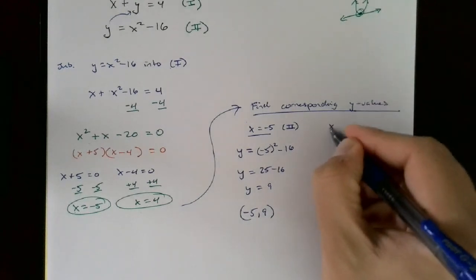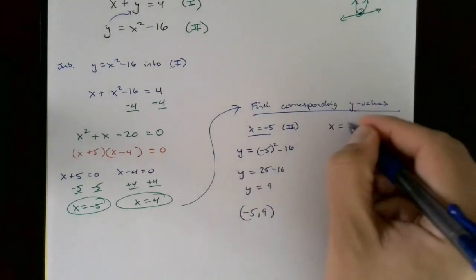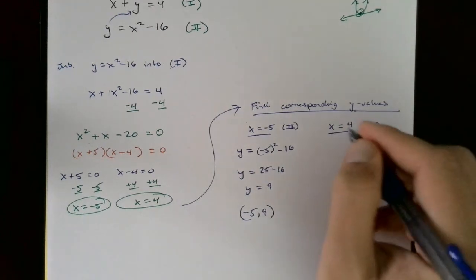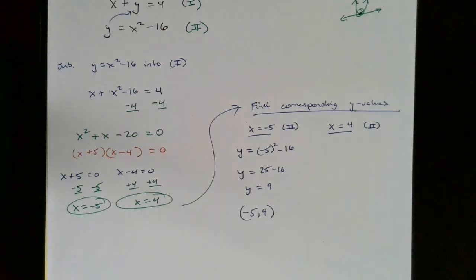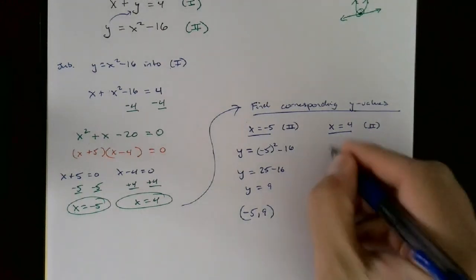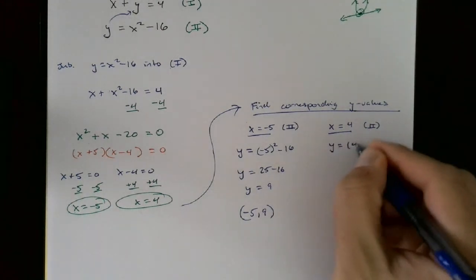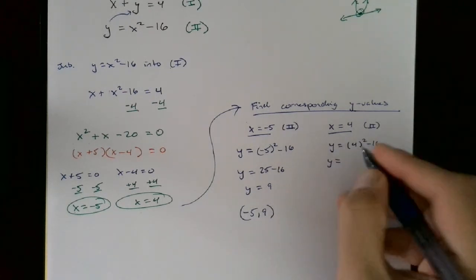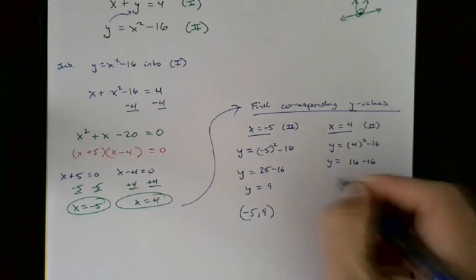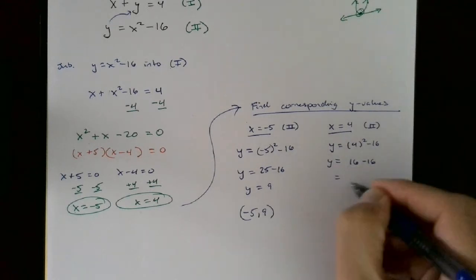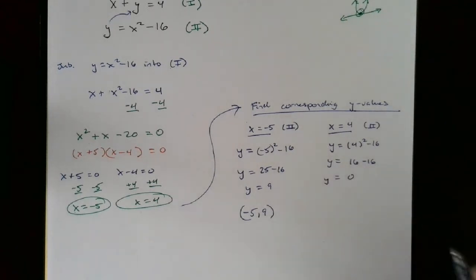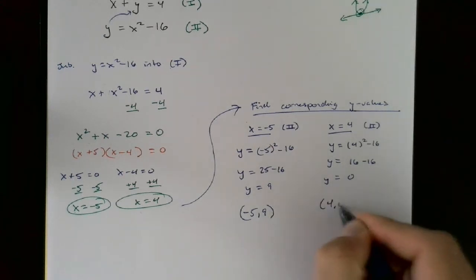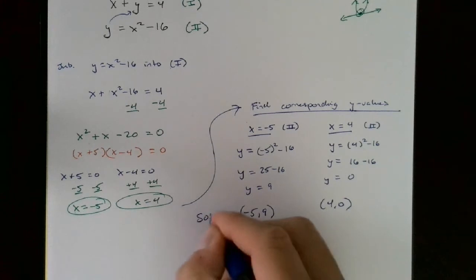And the second value I found was x equals 4. And again, I'll substitute in equation 2. It doesn't matter which one you pick, though. So substituting into equation 2, we've got y equals 4 squared minus 16. So this is y equals 4 squared is 16, minus 16, I get y equals 0. So the ordered pair, x comma y, remember, it'll be 4 comma 0. So there's two solutions here.